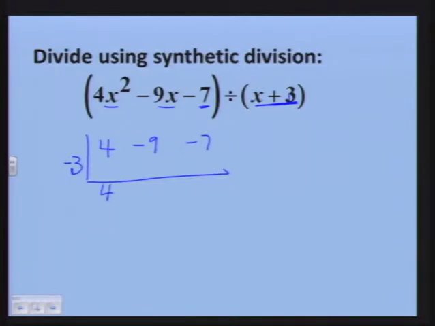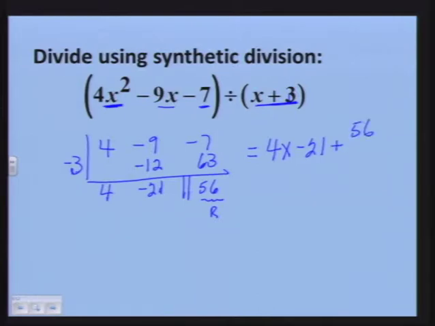Bring down the 4. Negative 3 times 4 is negative 12. Negative 9 plus negative 12 is negative 21. Then negative 3 times negative 21 is positive 63. I add, and I have 63 minus 7 is 56. So what's my answer? 4 to 1 less power than our lead term, so we have 4x, then a minus 21, and then we have this 56. It's obviously the remainder because there's nowhere else to put it.